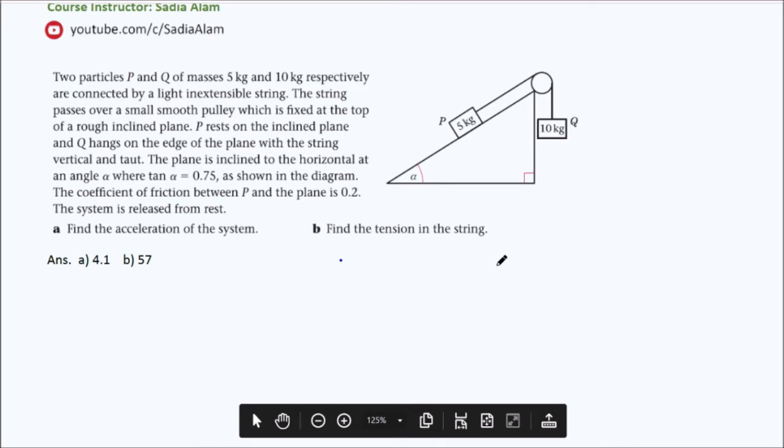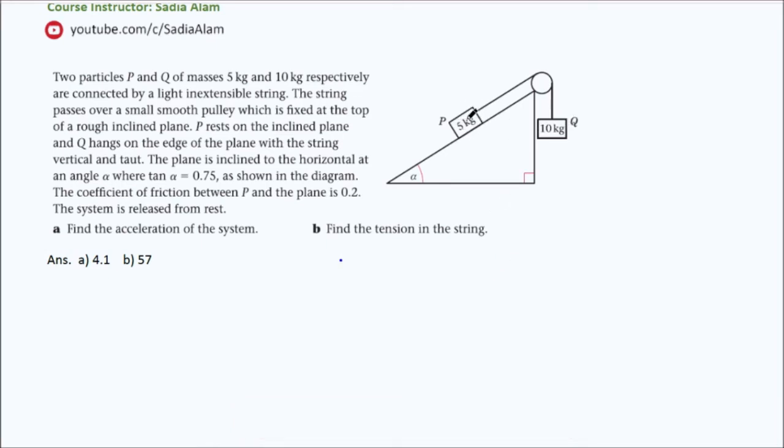So as you can see, we have two particles, particle P and Q. The masses are given. Mass is 5, so weight for P is 5g, and for this one it will be like 10g. Since they are connected by a string, there will be tension. If I take a free body diagram for both of them individually, for Q, tension will be vertically upward, and for this one, tension will be in this direction, as tension always acts away from the body.